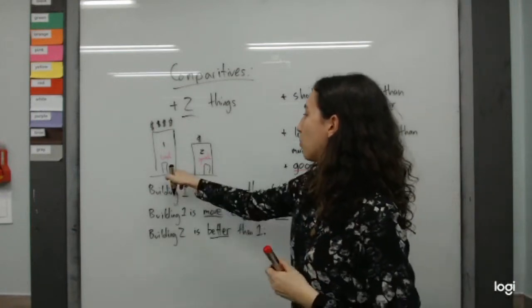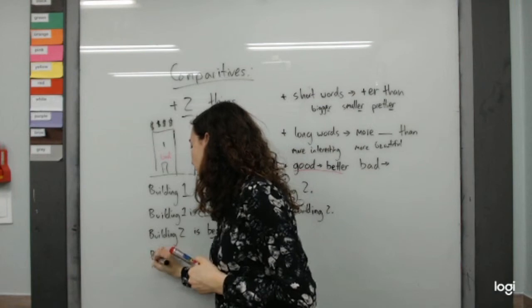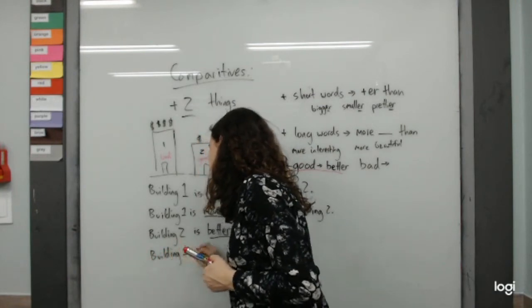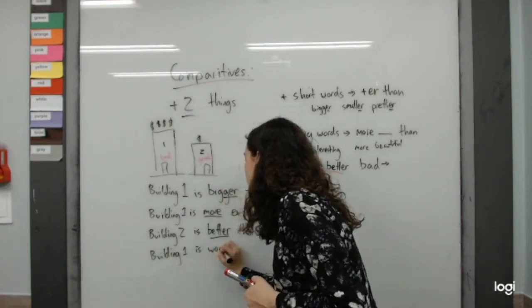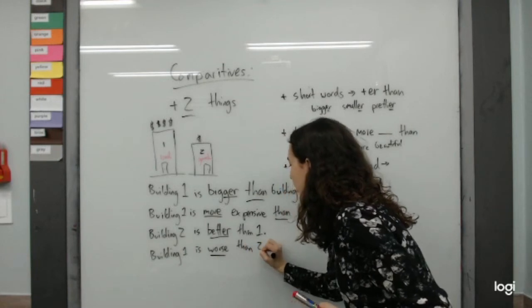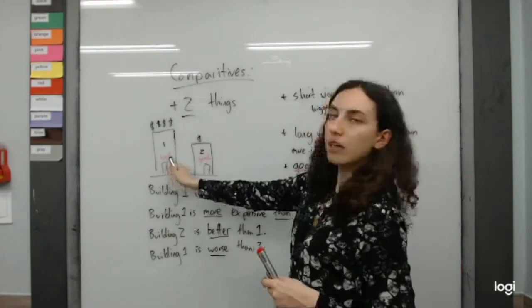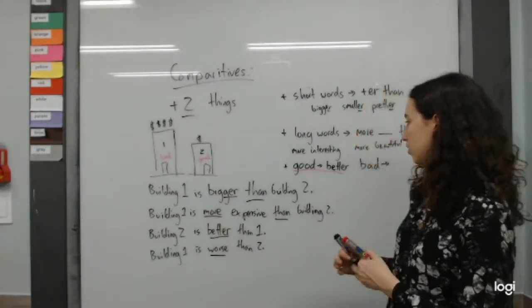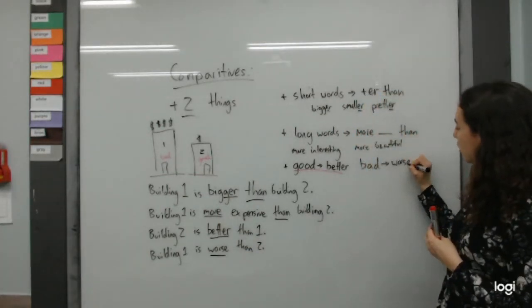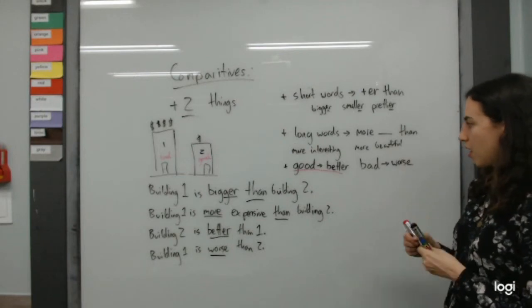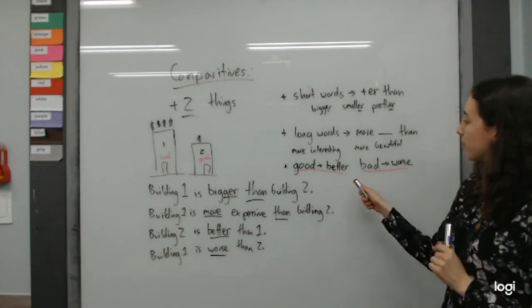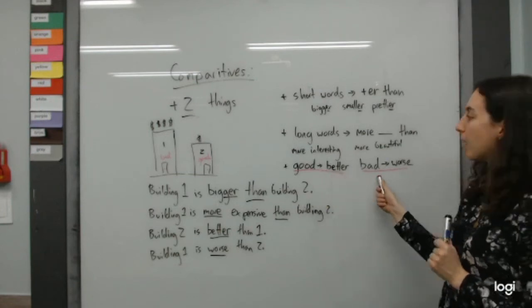Next one, building 1 is more bad, so we can say building 1 is worse. Worse than 2. It is more bad. This one is more bad, worse. So good, bad becomes worse. Good becomes better and bad becomes worse.